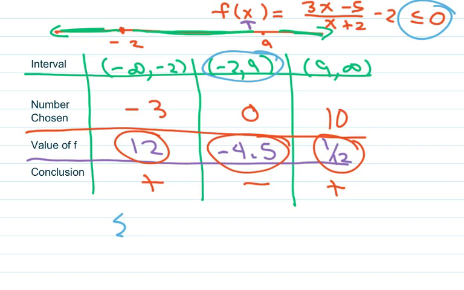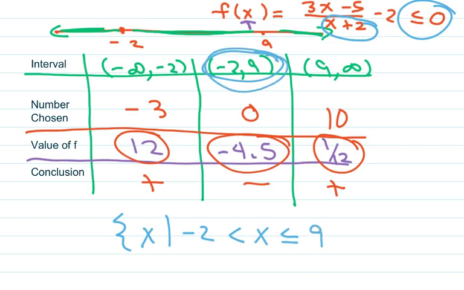So our solution set is all x such that x is in between -2. It can't equal -2 because you can't divide by 0. But it can equal 9 here, because we're using this one, because we can equal here. This is a non-strict inequality.